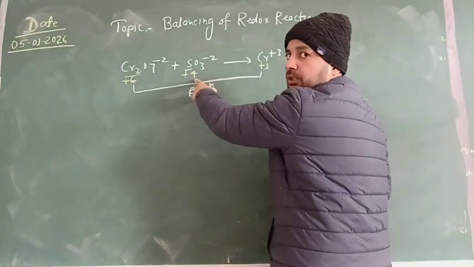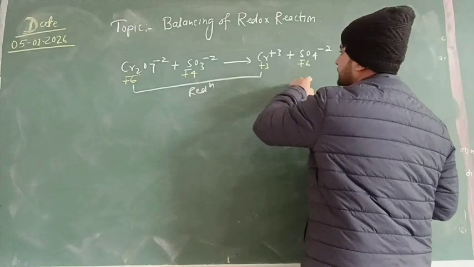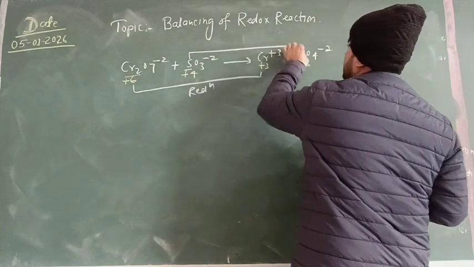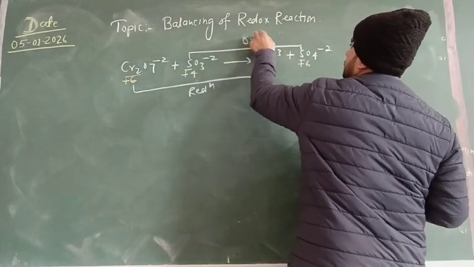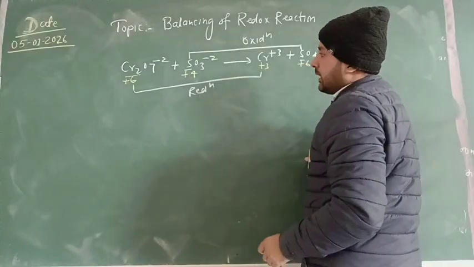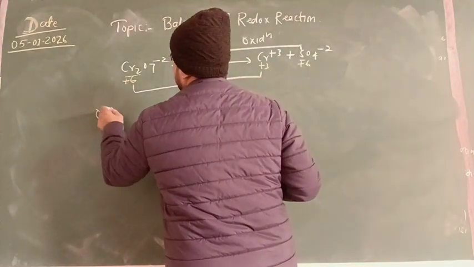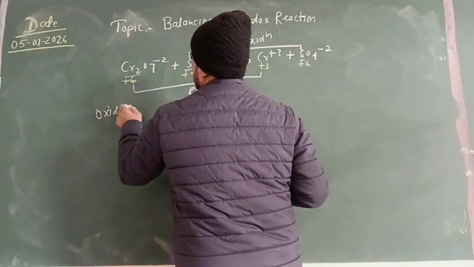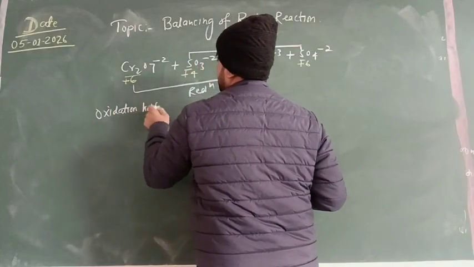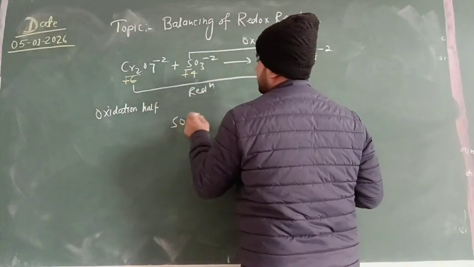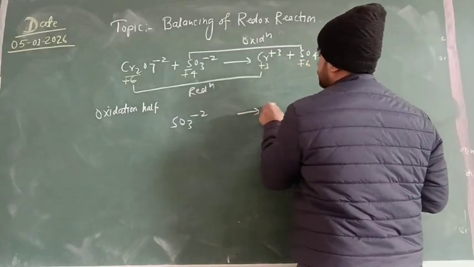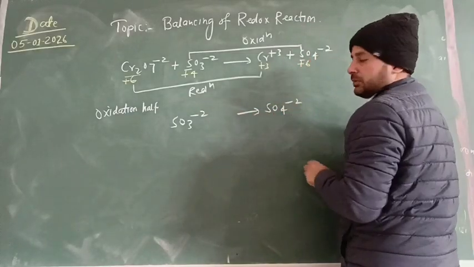Here the oxidation number of sulfur is changing from plus 4 to plus 6. So the oxidation number is increasing, and we call it oxidation. Okay. Now we will divide the equation into two halves. Oxidation half: SO3 2- changes into SO4 2-.